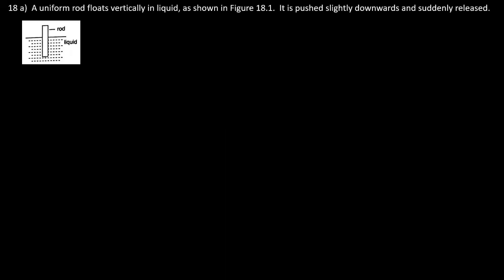You have a uniform rod which floats vertically in liquid as shown in the figure. It is pushed slightly downwards and suddenly released. So it means that this rod is pushed downwards and then released. So this rod will be vibrating in simple harmonic motion. Define simple harmonic motion. So how do you define a simple harmonic motion?